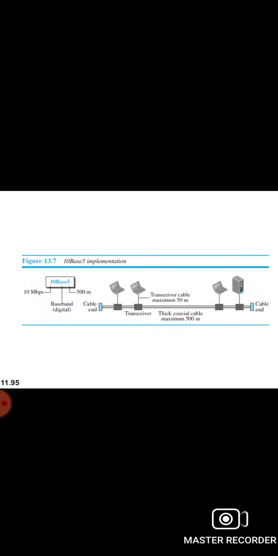The first field of the 802.3 frame, the preamble, contains 7 bytes, that is 56 bits of alternating zeros and ones. That alerts the receiving system to the coming frame and enables it to synchronize its input timing. The pattern provides only an alert and a timing pulse. The 56-bit pattern allows the stations to miss some of the bits at the beginning of the frame. The preamble is actually added at the physical layer and is not part of the frame.